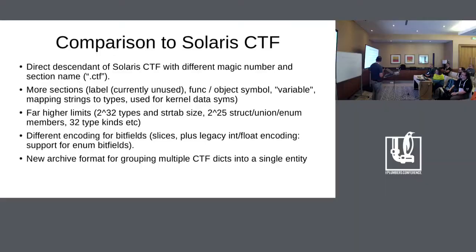We have bit fields in Solaris CTF, but they were never quite properly designed. It supports float bit fields. If you've never heard of those, that's because they don't exist. But it doesn't support enum bit fields, which do exist. I fixed those with a new contraption called a slice, which sits on top of existing integral types and changes their width and offset.